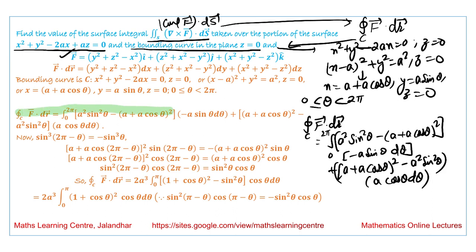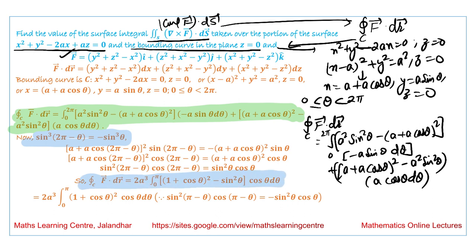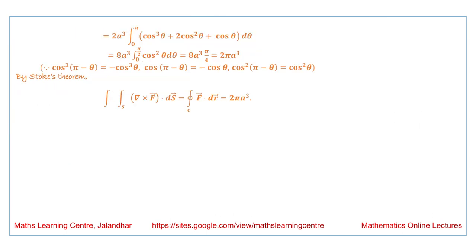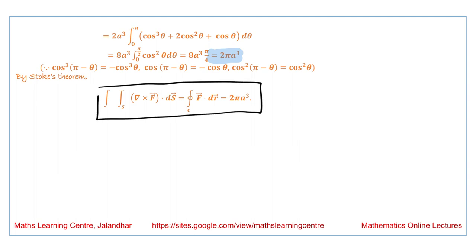This double integral is equivalent to the line integral in this form. Now we use the result for sine cube of (2 pi minus theta), so this whole integral reduces to this form. When you solve this, you can see the calculations over here or try on your own to evaluate this integral. The answer you will obtain is 2 pi a cube. So by Stokes' theorem both these values are equal, and the value of curl of F vector dot dS vector is equal to 2 pi a cube.